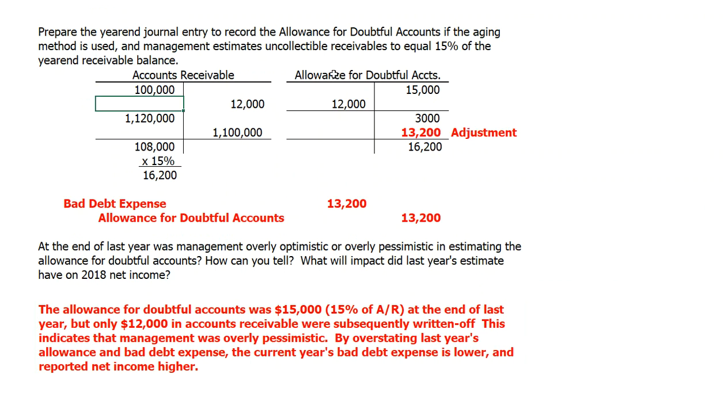We can see that by looking at our allowance for doubtful accounts. Again, last year we set aside $15,000, write-offs were only $12,000, leaving us a credit balance. So this year our adjustment only had to be $13,000 rather than the higher amount of $16,000 because we had an amount left over from the prior year.